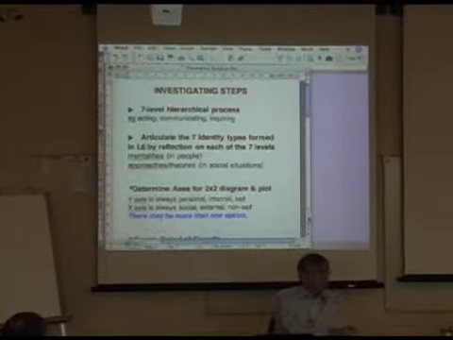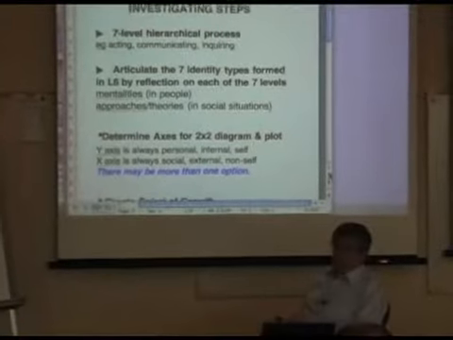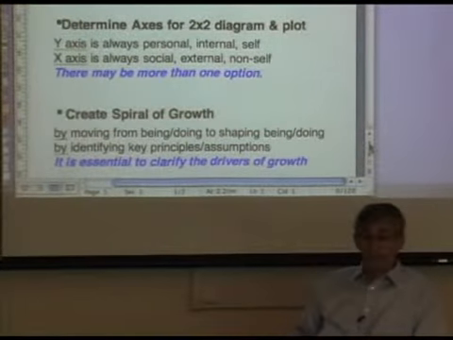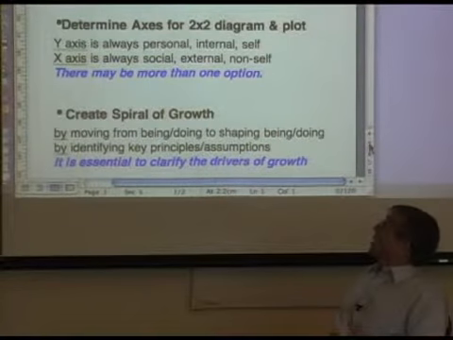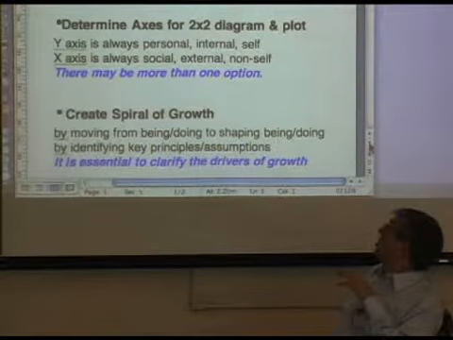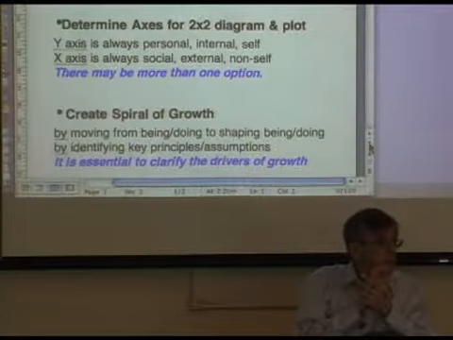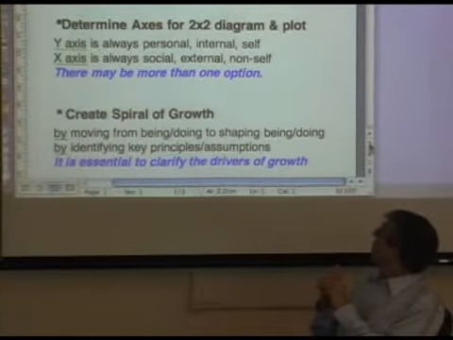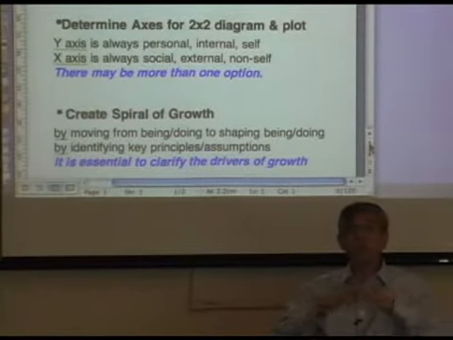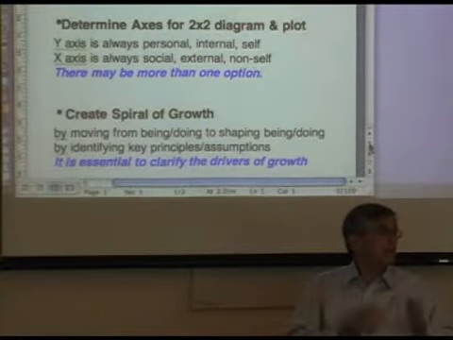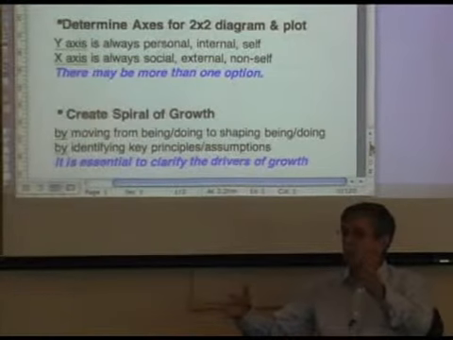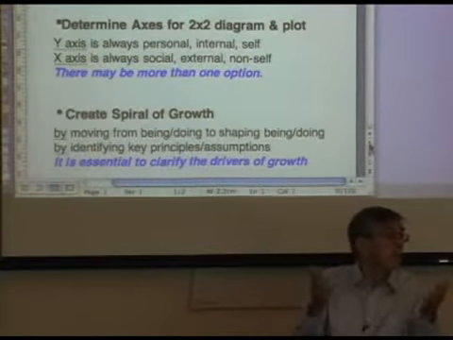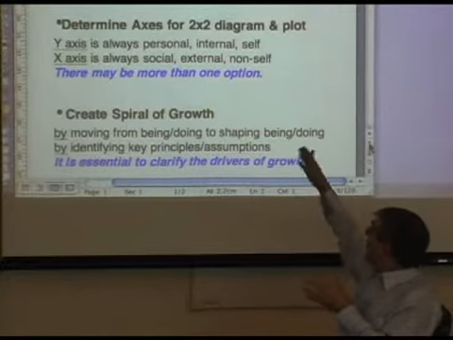Once you've got your identity types, right, within a particular domain, you have to plot these. You plot them on a 2x2 diagram, the standard 2x2 diagram. And by convention, the y-axis is always personal or internal or self-based. The x-axis is always social or non-self or external. I'm going to give you examples of all this, but just wanted to get you the general feeling. And actually, there may be more than one option, is what I found. In other words, you take the mentality and you decide we'll apply it. We're going to apply this to the whole of society. Or it'll have a different axis if we apply this to a person. Or we apply this to an organization. As you could imagine, the spiral of growth or the stages of development inside a person is going to be different to the stages of development of an organization. Right? So you have more than one option.